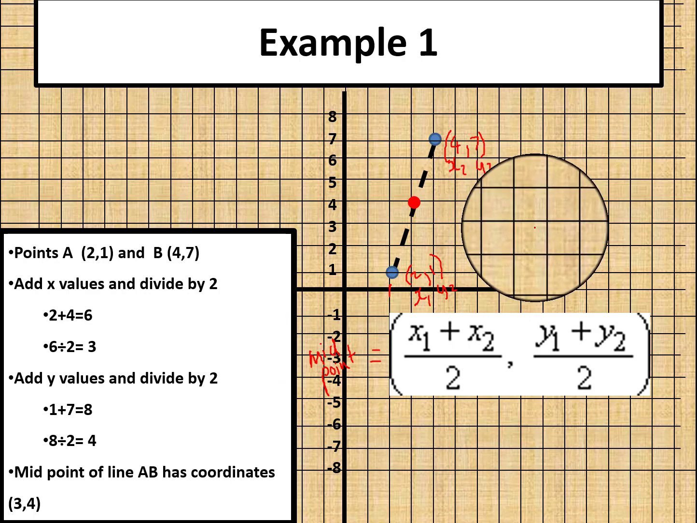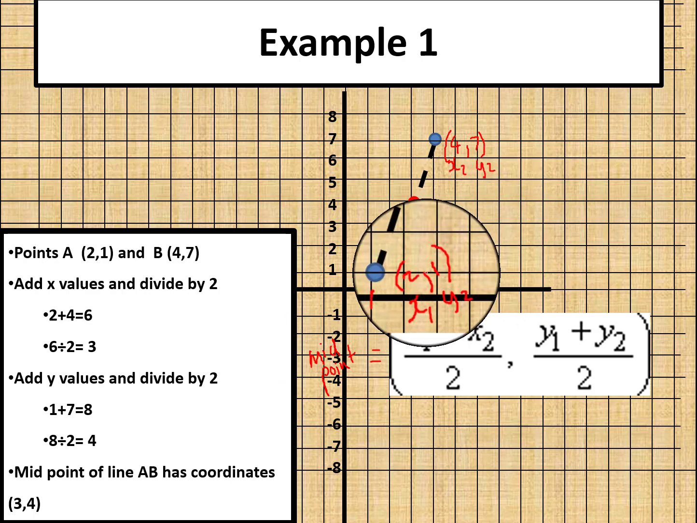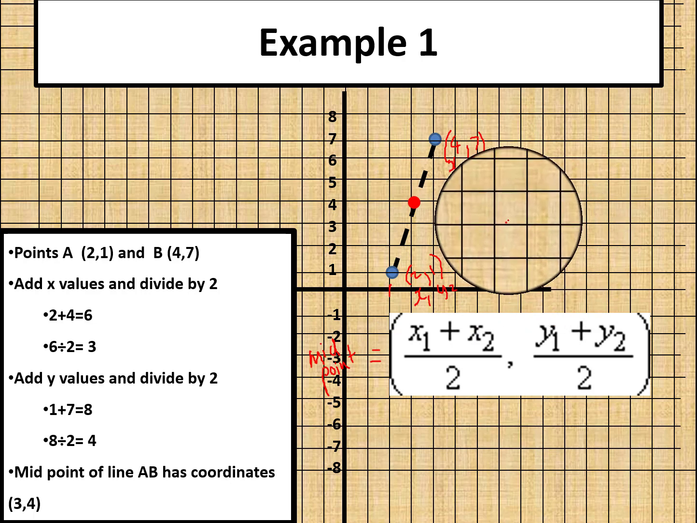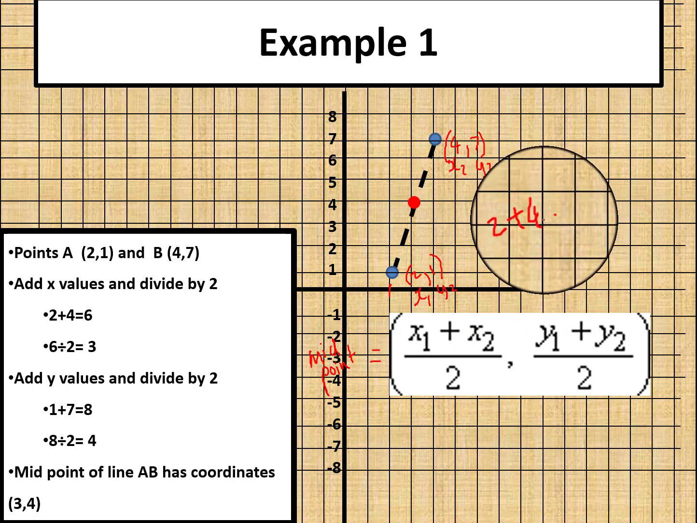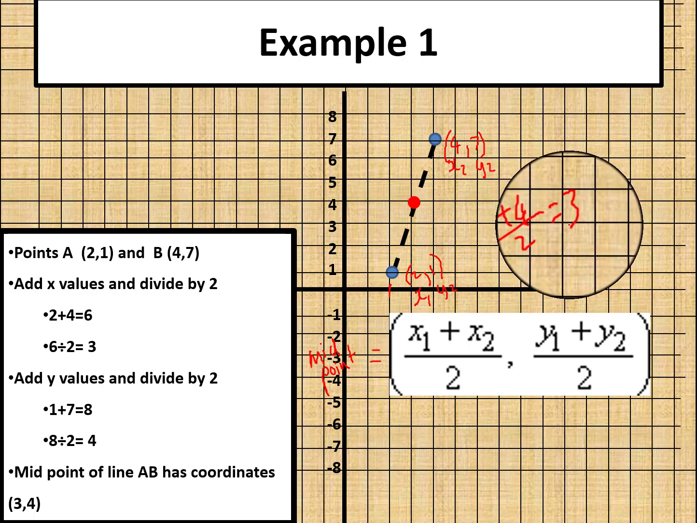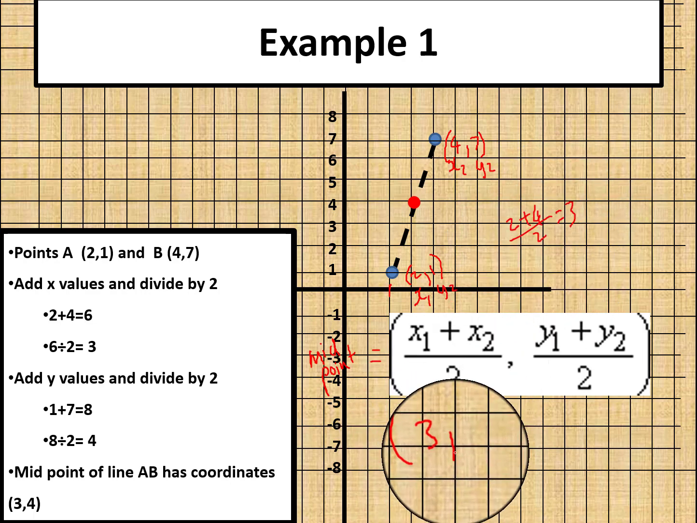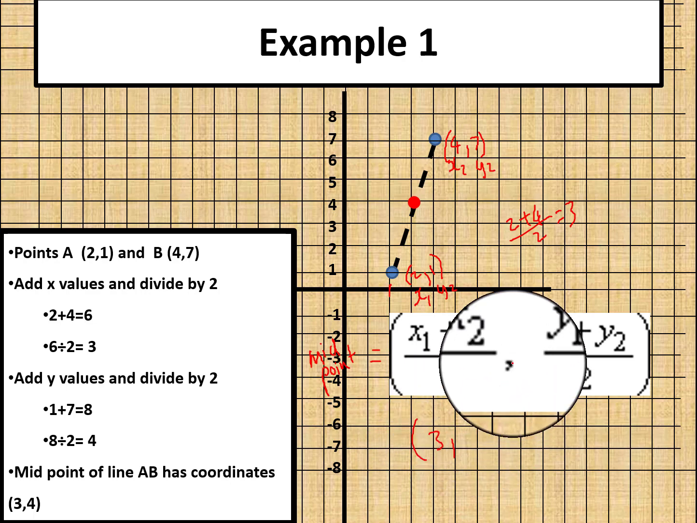And you can see it sort of makes sense. So let's do x1, which is 2, add x2, which is 4. So let's do 2 add 4 divided by 2 equals 3. So we know the first coordinate of the midpoint is 3. That's where that comes from.